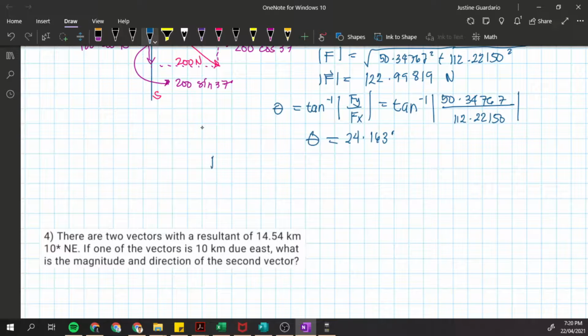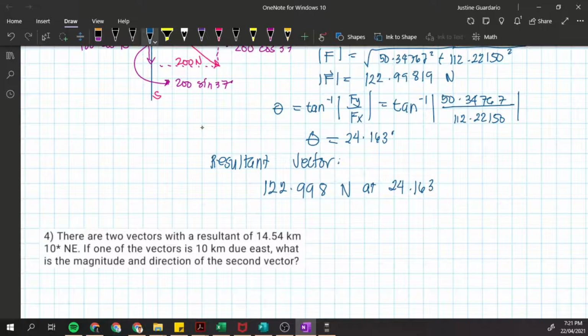So, therefore, our resultant vector is equal to 122.998 newtons. Okay? Then, at an angle of 24.163 degrees north of east. Okay? So, ito na po yung aking sagot. This will be my final answer.